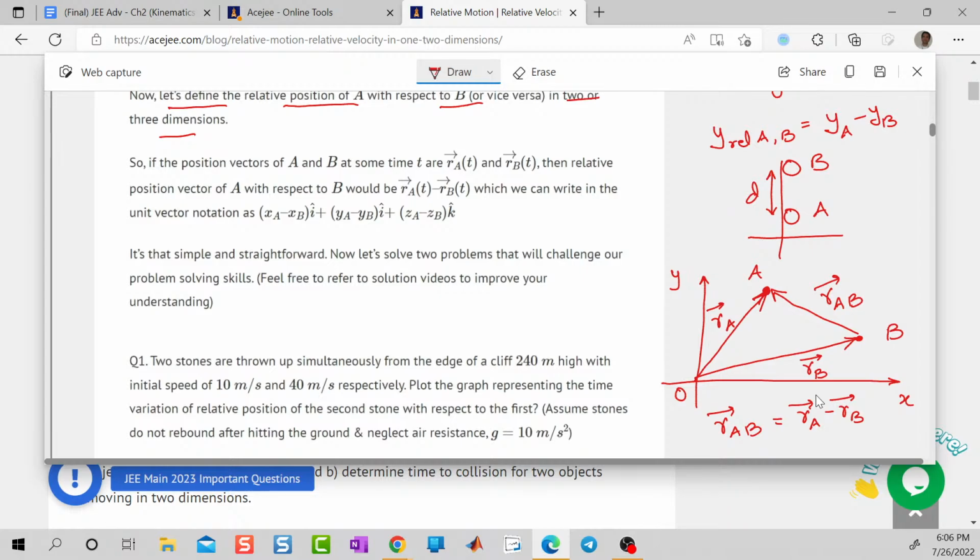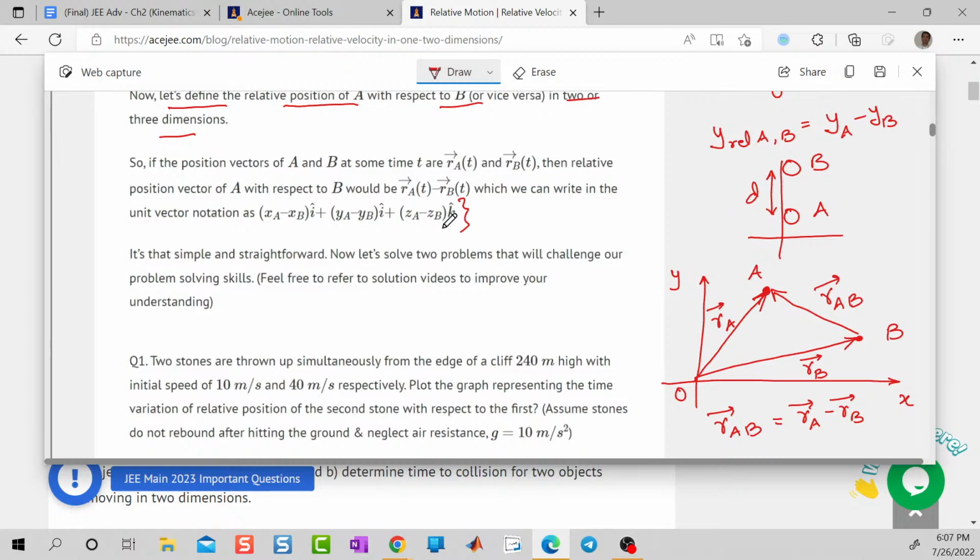And if you were to write RA in the unit vector notation, where RA can be written as xa i cap plus ya j cap plus za k cap, and similarly for RB, then your relative position is (xa minus xb) i cap plus (ya minus yb) j cap plus (za minus zb) k cap.